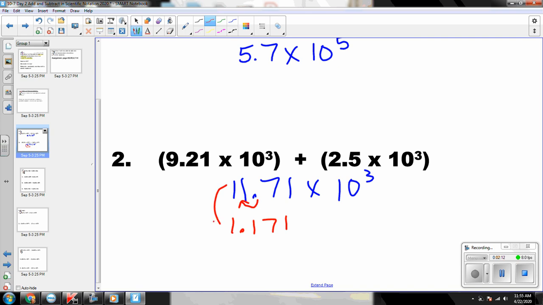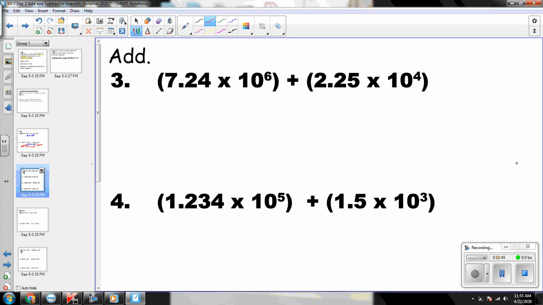When I changed 11.71 to 1.171, I made this beginning number smaller. So what I need to do with my exponent is make it larger. If I make my beginning number smaller, I have to make my exponent larger to keep it equal to the same number. I only moved my decimal point once here. That means I need to make this larger by 1. 1 larger than 3 is 4. So this would be 1.171 times 10 to the 4th.